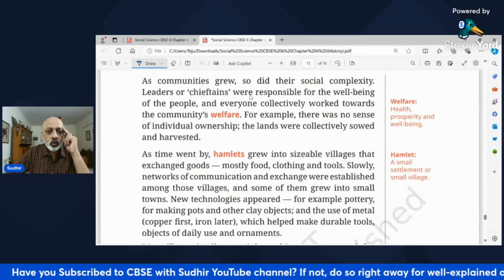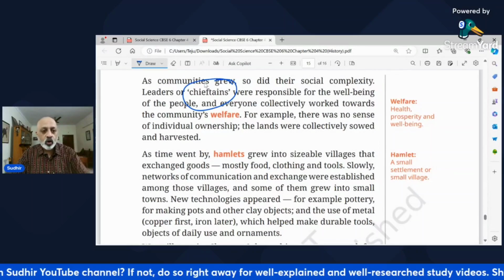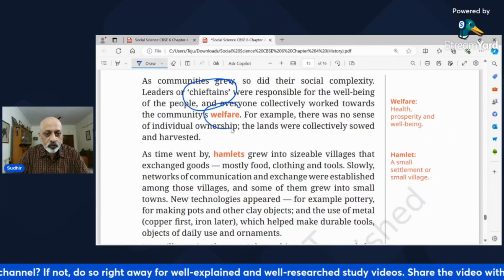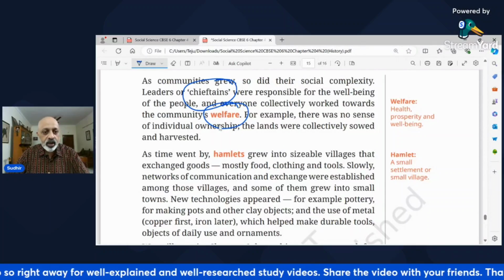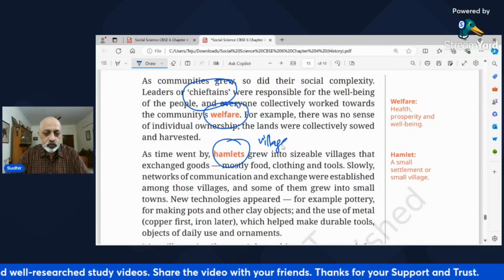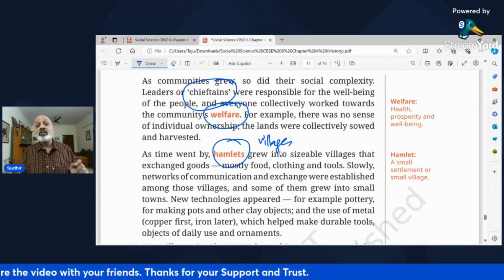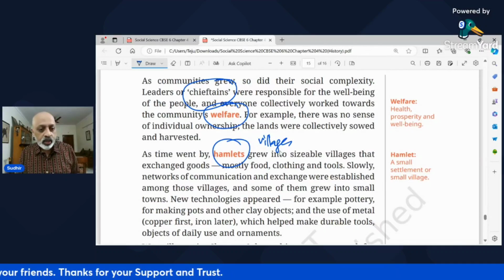As communities grew, so did their social complexity. There were chieftains who were the leaders of that particular community, and they would work for the welfare of their community. Hamlets means small villages kind of thing. It says even smaller than villages, where there would be a group of only a few houses that would be known as a hamlet. Keep this word in mind.